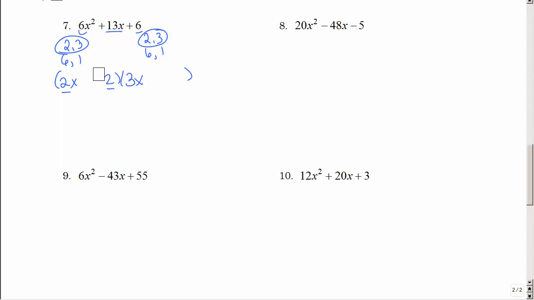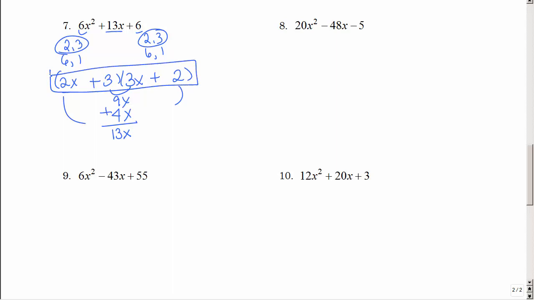And if I try it with the 2 and the 3, I cannot put the 2 there because 2 and 2 have a common factor of 2. So if this works, it has to go that way. It has to go that way. All right, so we would have 9x and 4x. Well, if those are both positive, I get 13x, which is the middle term.